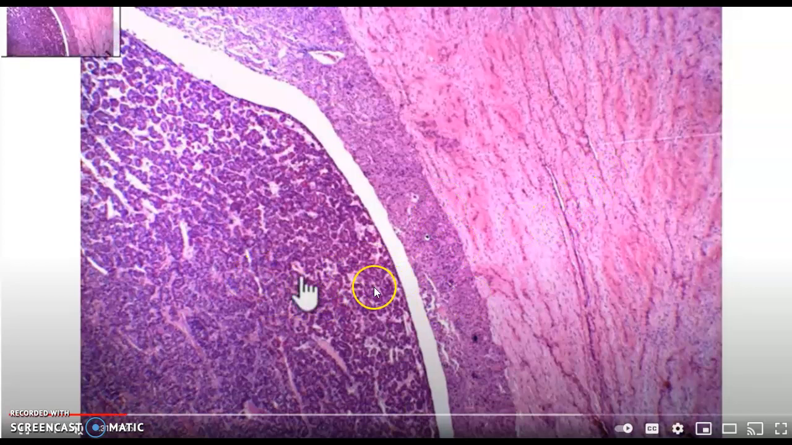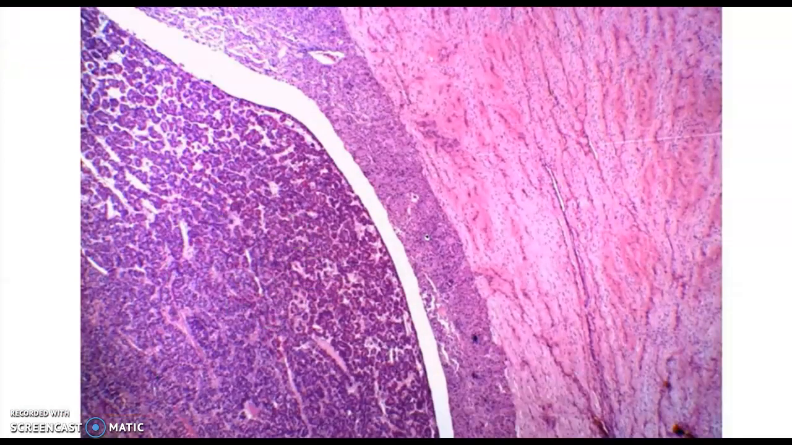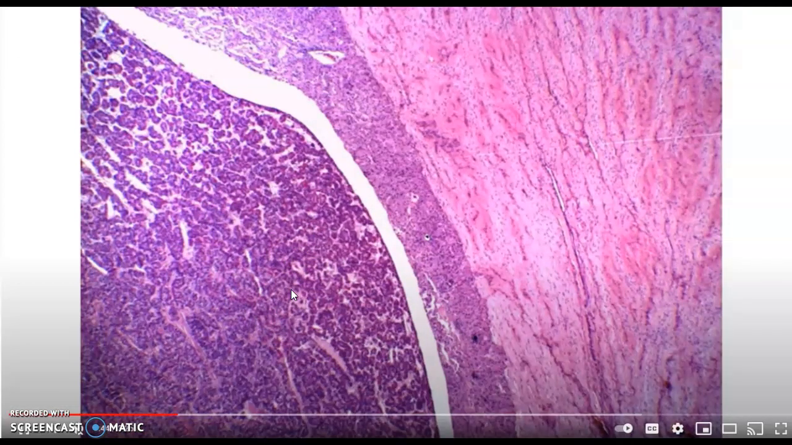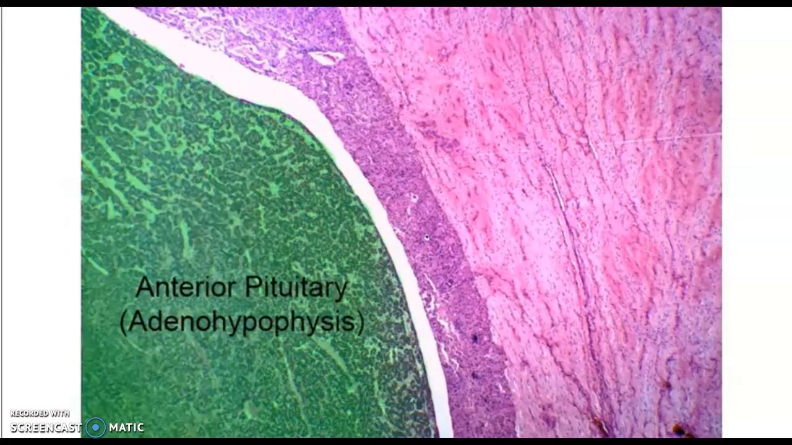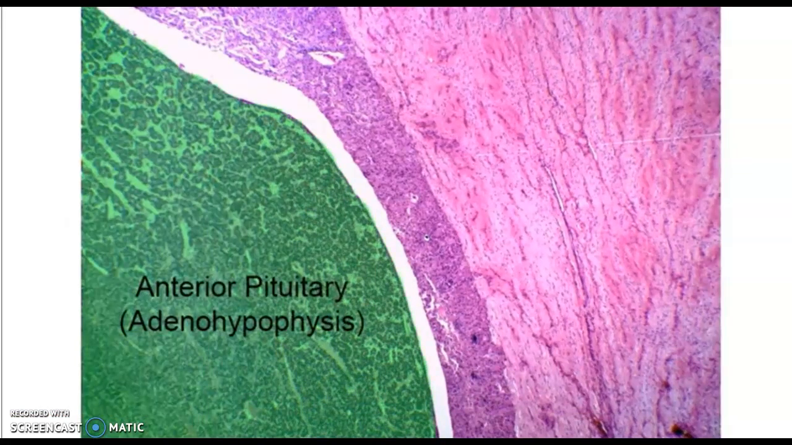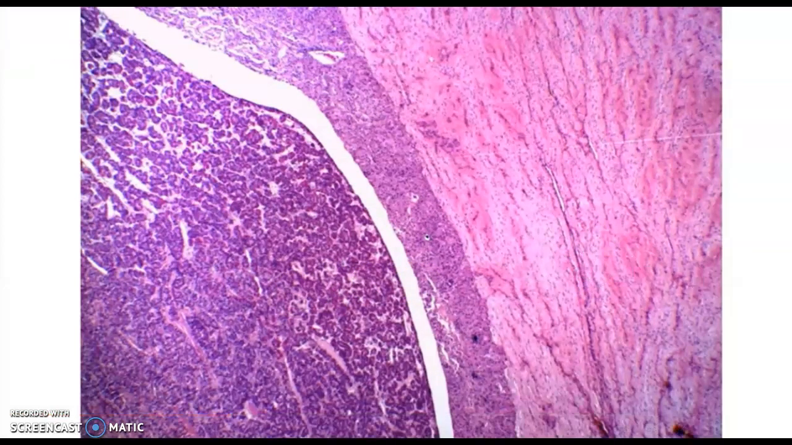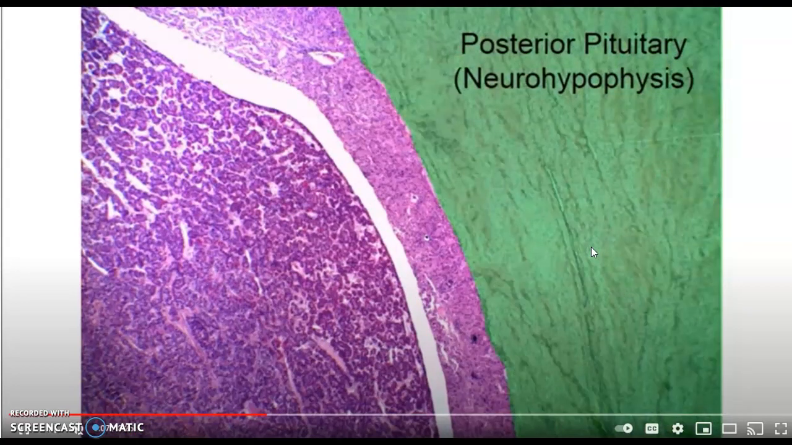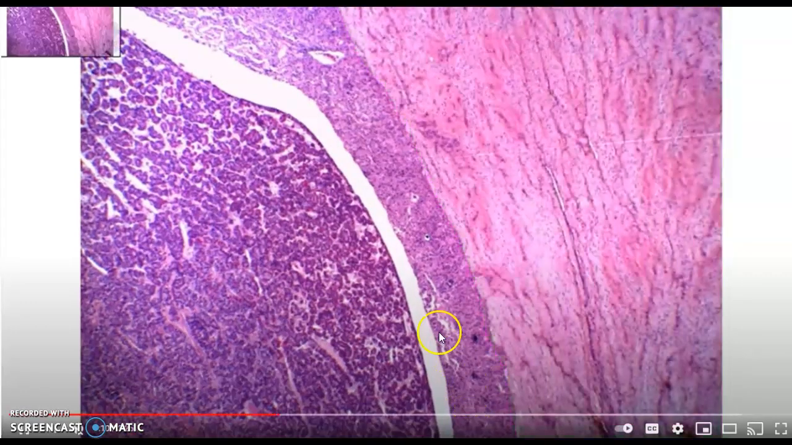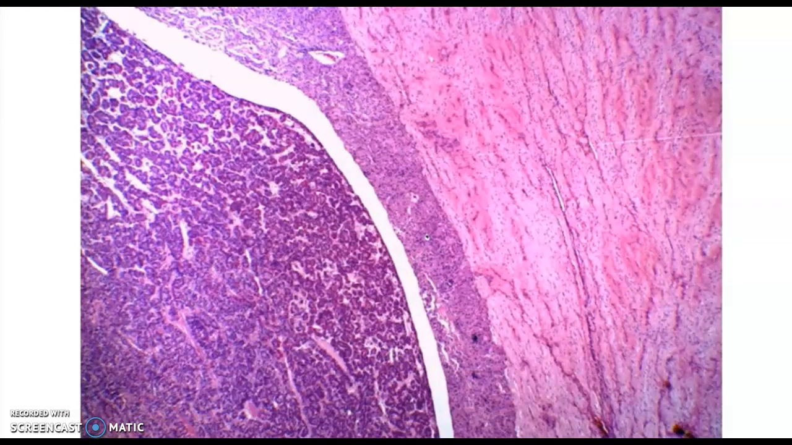Then we have different structures here, different tissues here. This one is going to be the anterior adenohypophysis. It's more like glandular, and it's the anterior pituitary gland, or your adenohypophysis. While this side, the other side, is more like a pink color. It's going to be the posterior pituitary, or neurohypophysis. Then this section in the middle, right here, is going to be the pars intermedia.